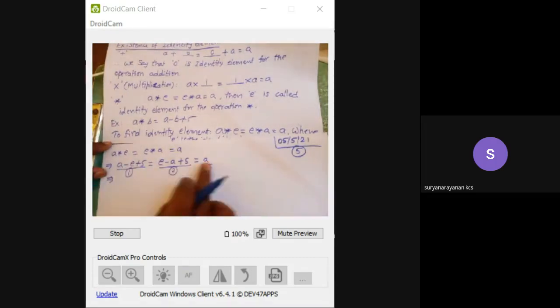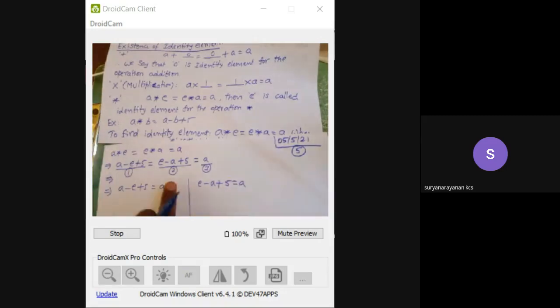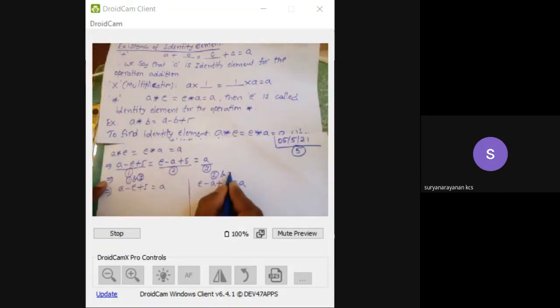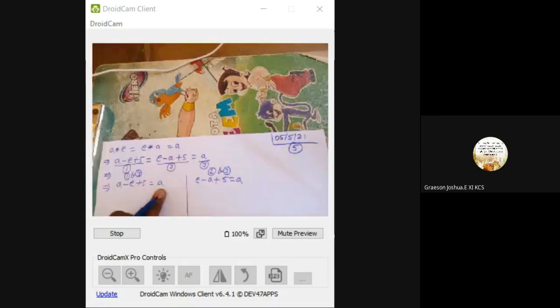Let us take the first and third part. A minus E plus 5 is equal to A. Similarly, second and third part. E minus A plus 5 is equal to A. Understood this one? Here, first and third part, and second and third part I have taken. Understood this step, my children? Yes, sir.